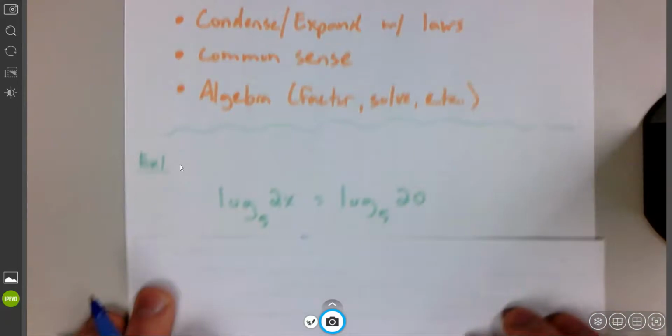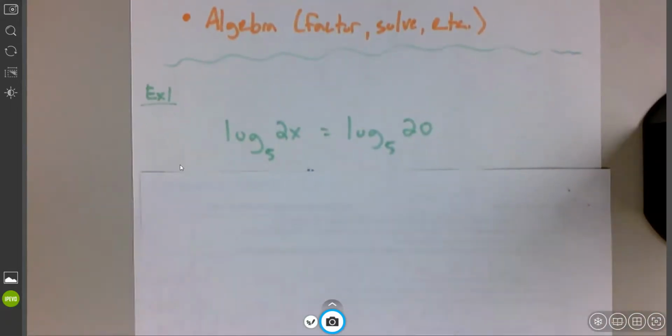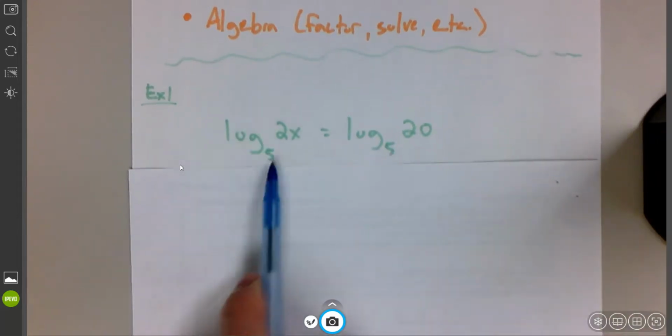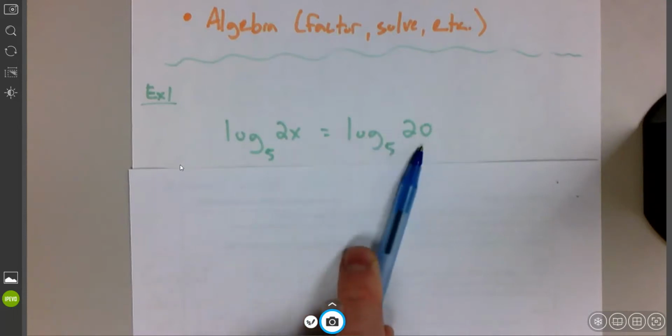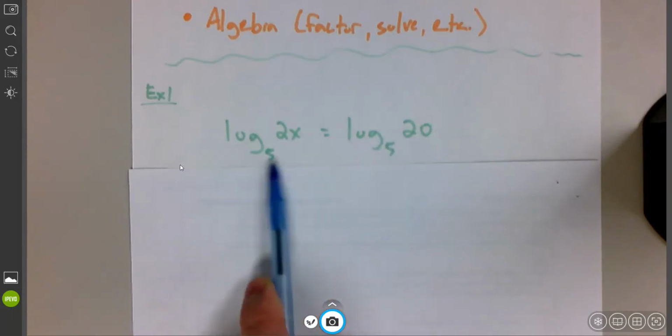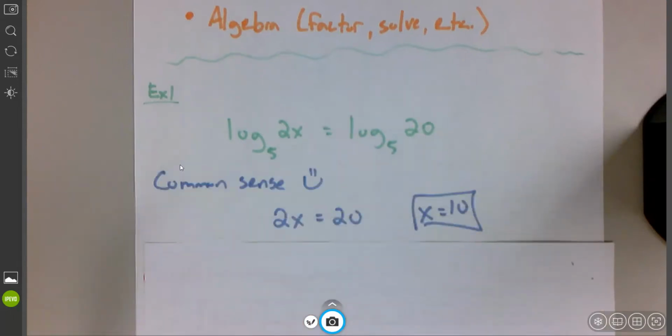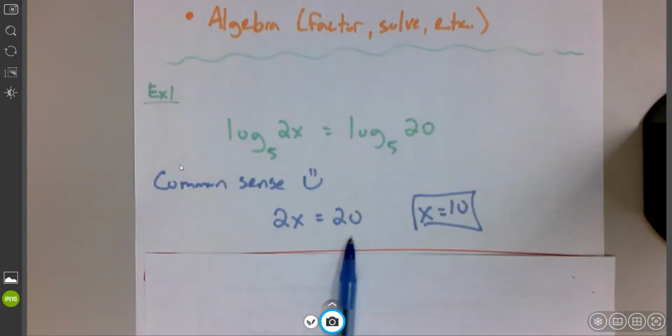So let's start with the first one. Example 1. Okay, I'm looking at it, and I'm going for common sense. If log base 5 of 2x is the same as log base 5 of 20, well, this and that have to be the same. 2x has to be equal to 20, and then we can solve it and say x is 10. Cool, we like that one. Let's do a bunch like that.